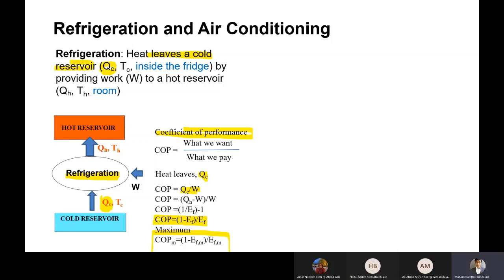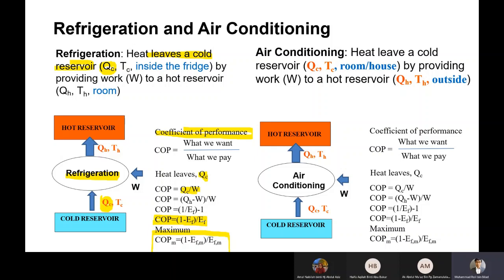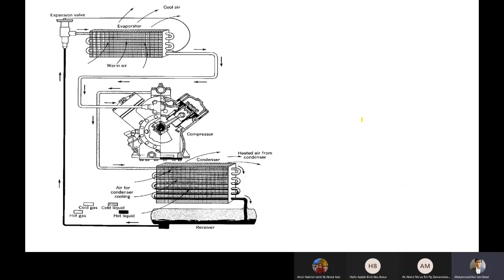This is the refrigeration, and the final engine is aircon. What's the difference? Nothing. Refrigeration and air conditioning are basically the same. It's just a different target temperature. What we want in air conditioning is we want heat to leave the room. So the definition of coefficient of performance is exactly the same as the one in refrigeration. So this is how it works.